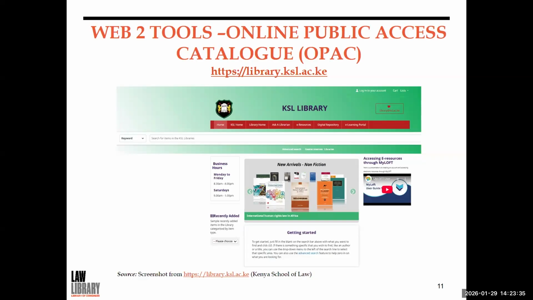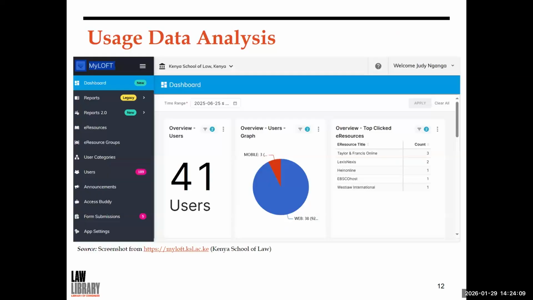They are also able to make purchase suggestions, whereby they tell us about a book they've realized we don't have in the library and would like us to purchase. So it's a very good platform. Even prior to coming to the library, they're able to search for materials using keywords, author, subject, or title, and it shows them the status of the book, whether it's available or not, and they are able to come to the library or make a reservation.